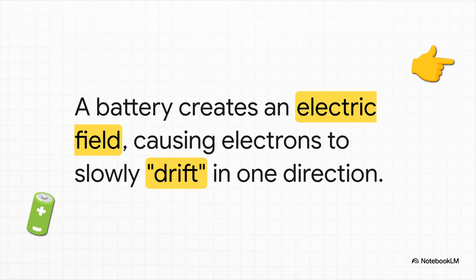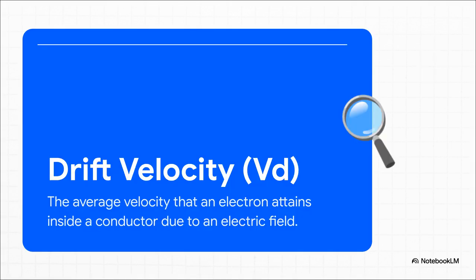But the second you connect a battery, everything changes. The battery sets up an electric field inside that wire, and that field acts like a constant, gentle push. The electrons are still bouncing around like crazy, but now, on top of all that chaos, they're all being nudged, ever so slightly, in the same direction. We call this average forward movement drift velocity.